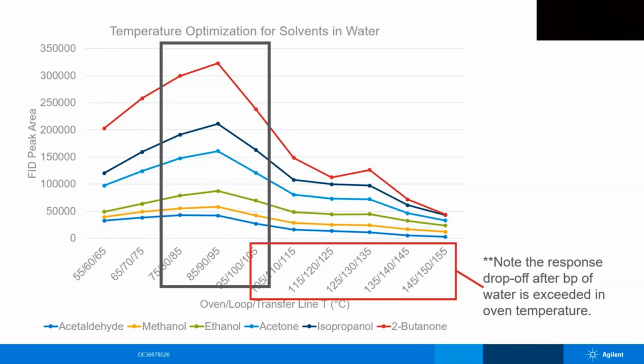And of particular note, again, we are dealing with water. Water has a boiling point of 100 degrees. And so we can see that the signal of our analytes ubiquitously drops once we've reached the boiling point of water. And this is because we now have more water in our Headspace than we do analyte. And so because there's a fixed volume there, the water kind of takes over and dominates our sampling. So this is why it's important to consider your solvent vapor in addition to your analytes.